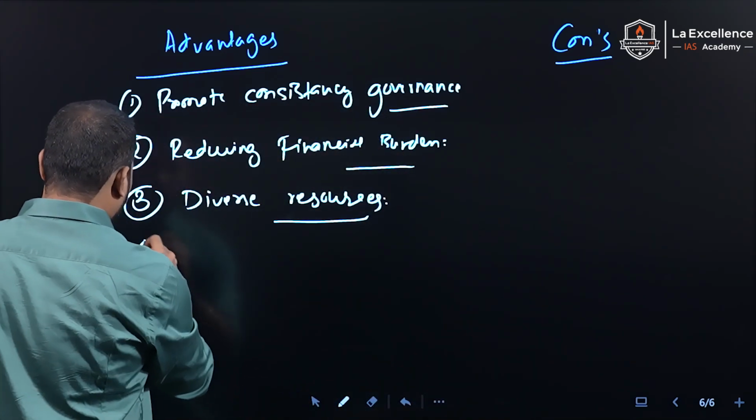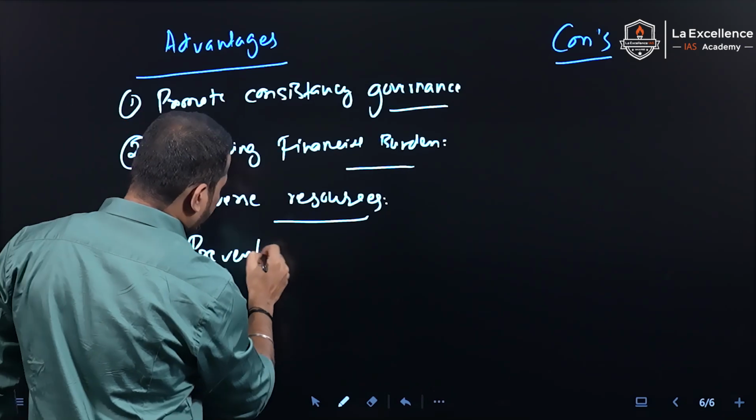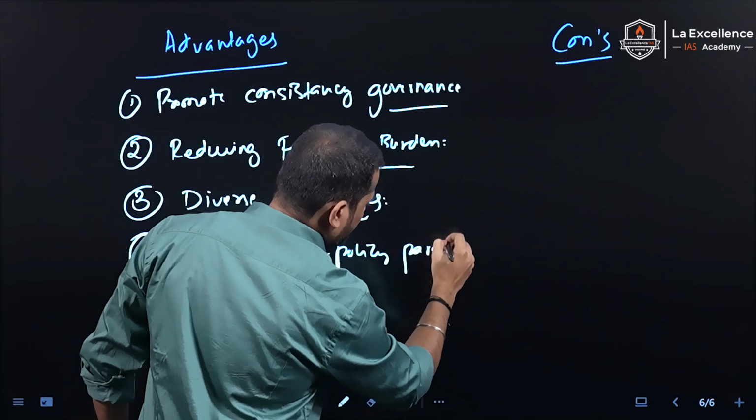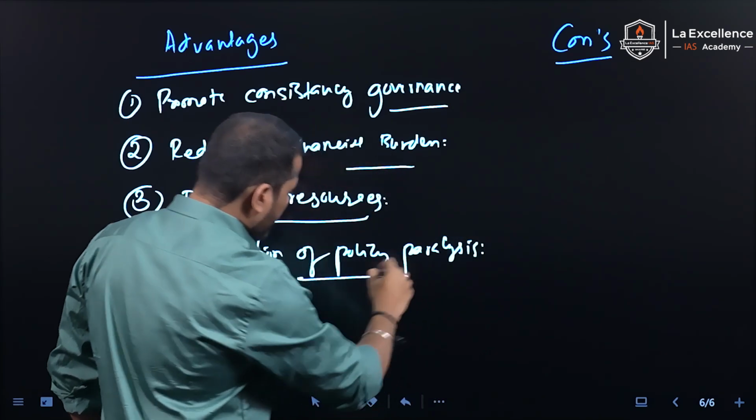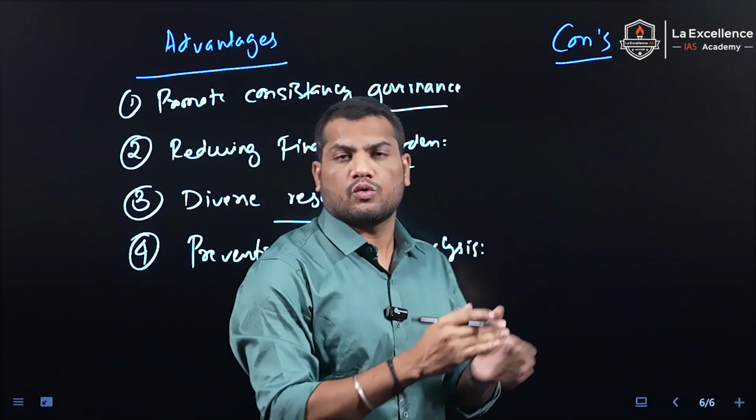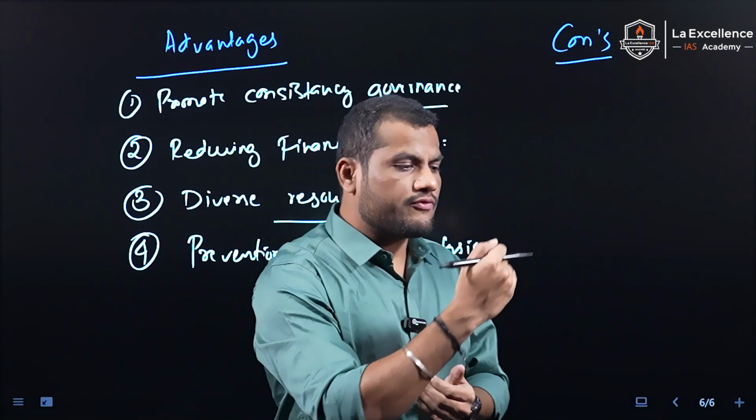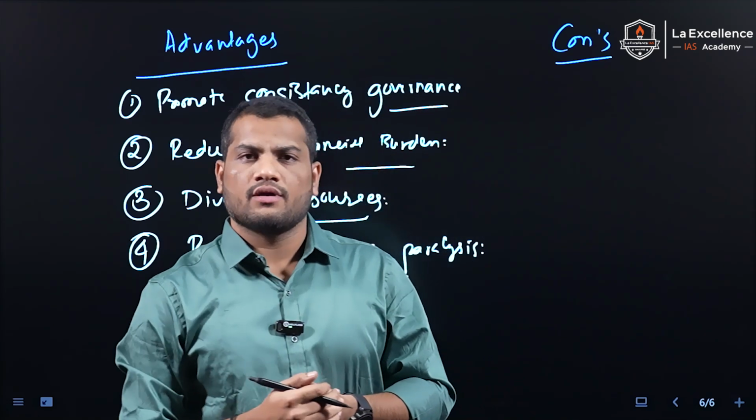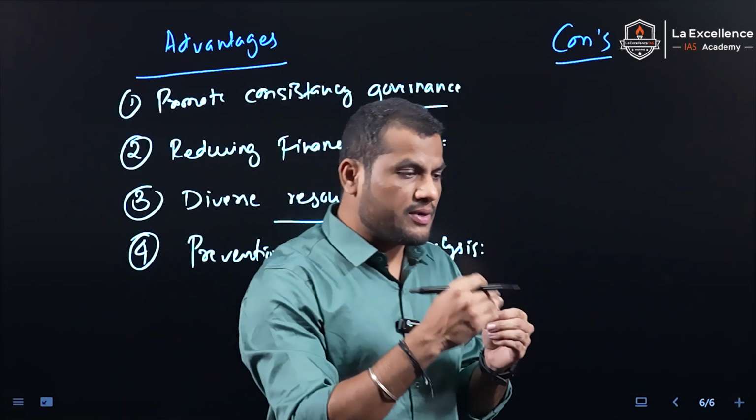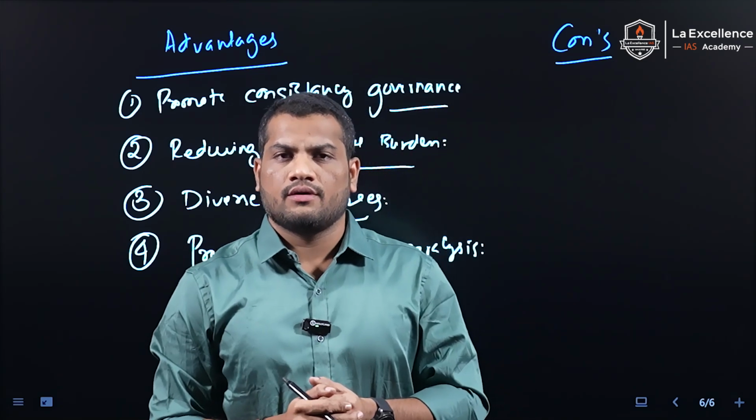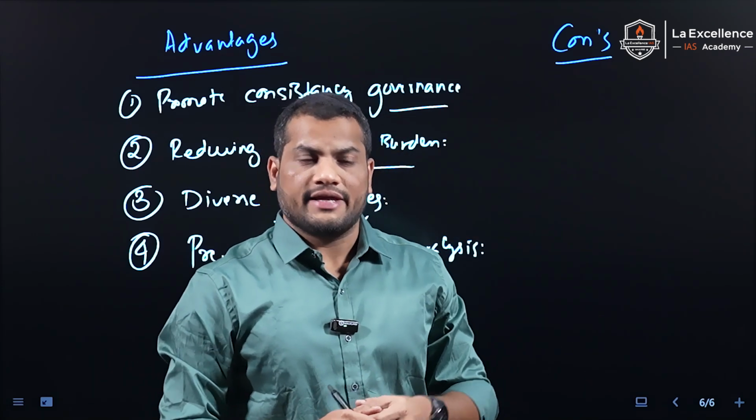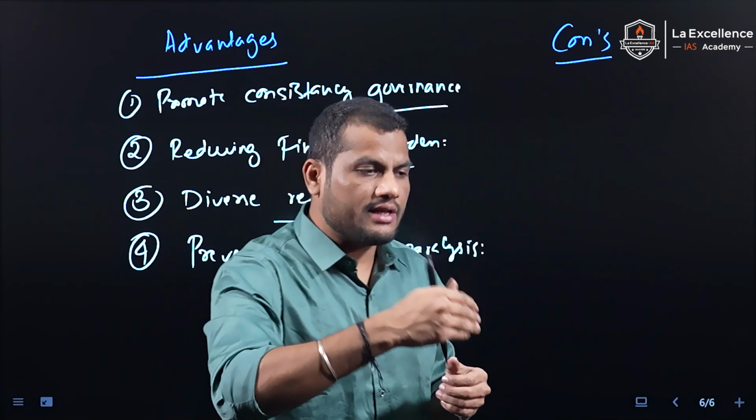And the fourth one is that there will be a prevention of policy paralysis. How? Whenever the Election Commission of India announces the elections, there will be an implementation of the Model Code of Conduct. Whenever the Model Code of Conduct comes into picture, there will be no announcement of welfare schemes. Also, there will be no implementation of welfare schemes. Because of this, there will be a policy paralysis year round, right? The elections will happen every year.